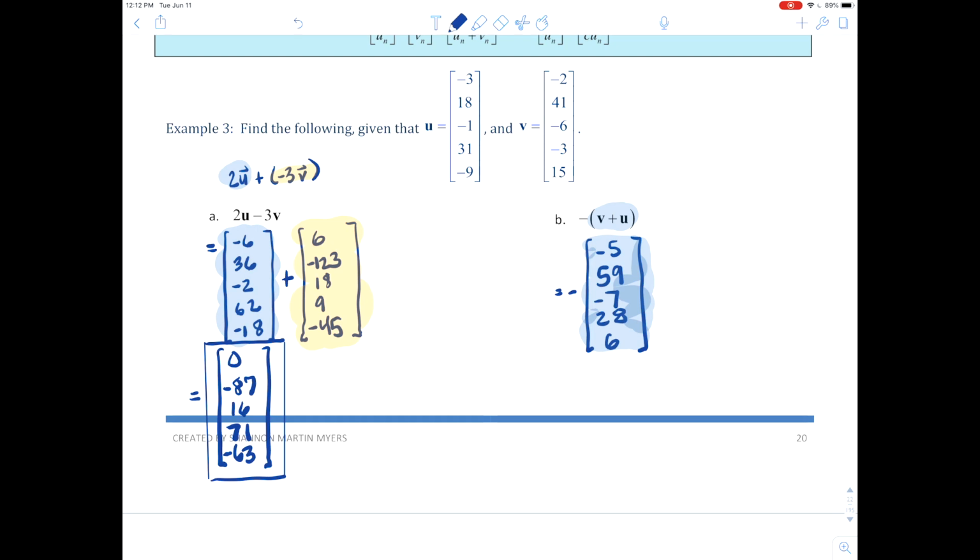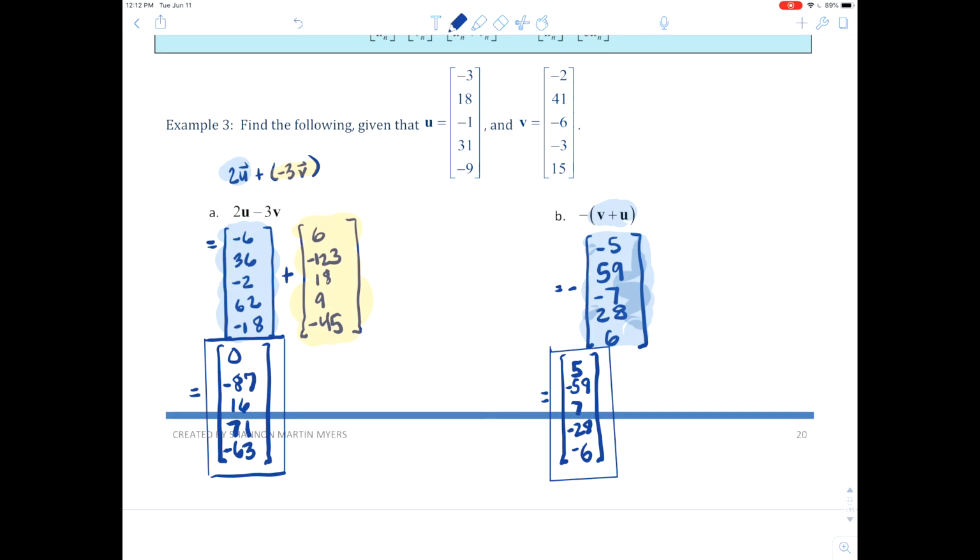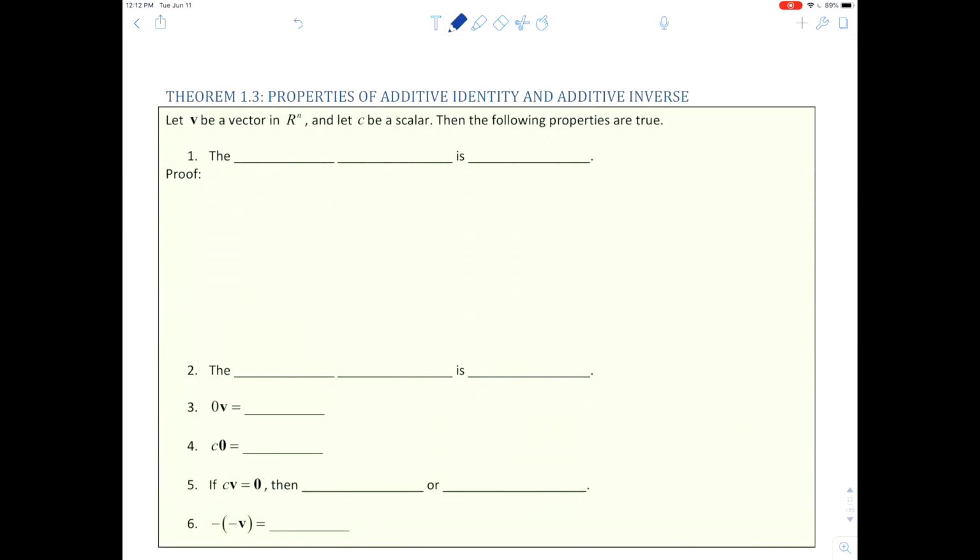All right, so now I just bring that negative inside. So then the 5 will be positive, and then we'll have negative 59, positive 7, negative 28, negative 6. All right, so how you doing? Don't forget to pause the movie and get up and stretch when you need to.